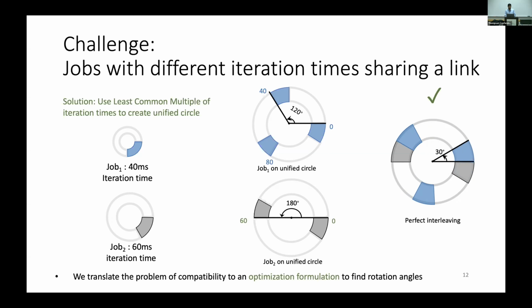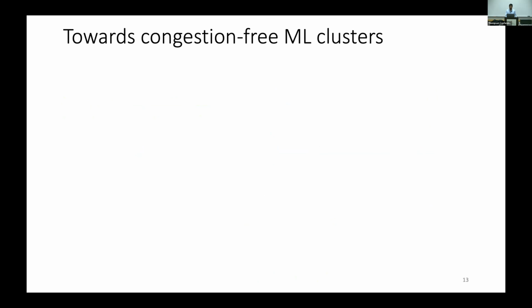To scale this approach, we translate the problem of compatibility into an optimization formulation. The optimization formulation tries to find rotation angles to remove the overlap between the compute phases. So you might ask, what does this study imply? We argue that there are 2 important next steps for ML clusters.